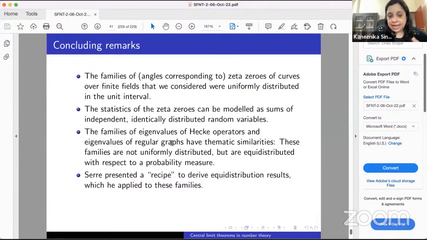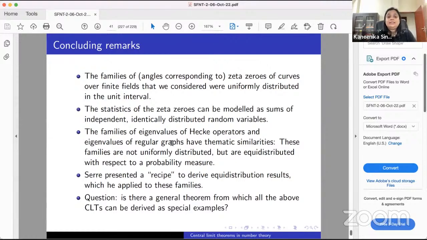So Serre, I already mentioned to you that Serre had presented some general principles of equidistribution. He wrote down a very nice theorem which can be viewed as a recipe to derive equidistribution for different types of families, and he applies his general theorem to the families of Hecke eigenvalues as well as eigenvalues of random regular graphs. Now this is a question to which I do not have an answer yet, but something we can all think about: is there a general theorem from which all of the above CLTs can be derived as special examples? Okay, so I stop my talk on this note.